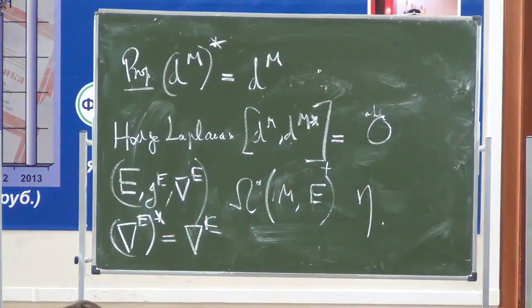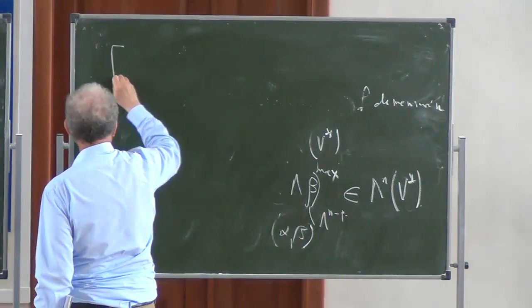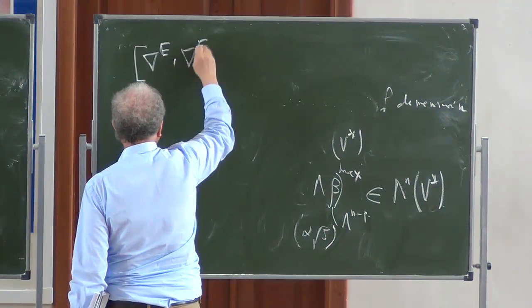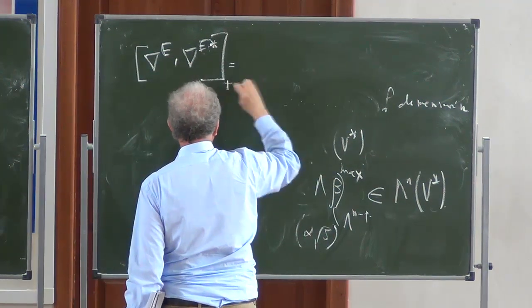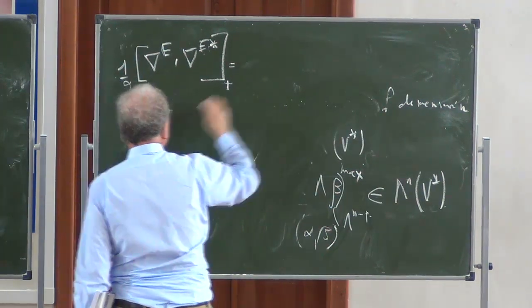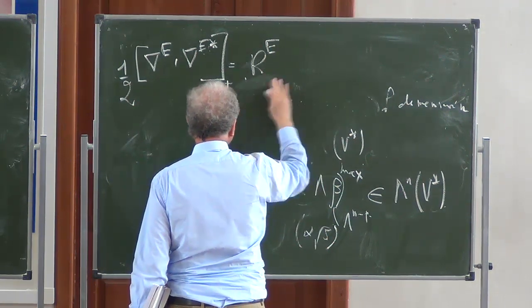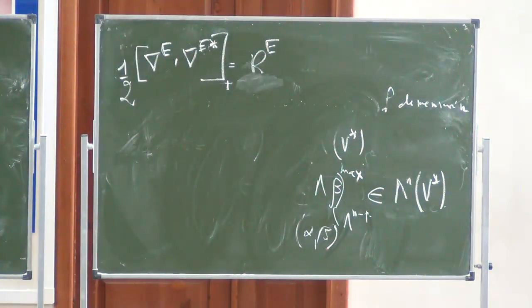And so actually, if you now form the corresponding Laplacian, nabla E star, with the plus here, maybe I just put a half here, what you get is the curvature. So what you get is the curvature of the connection.